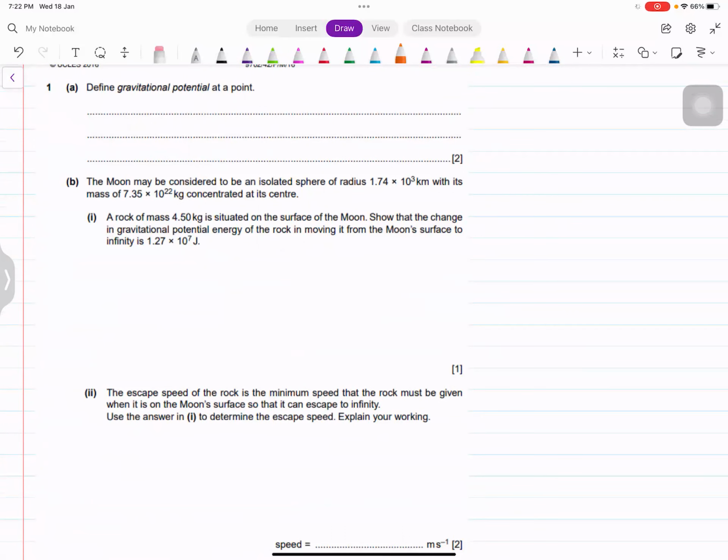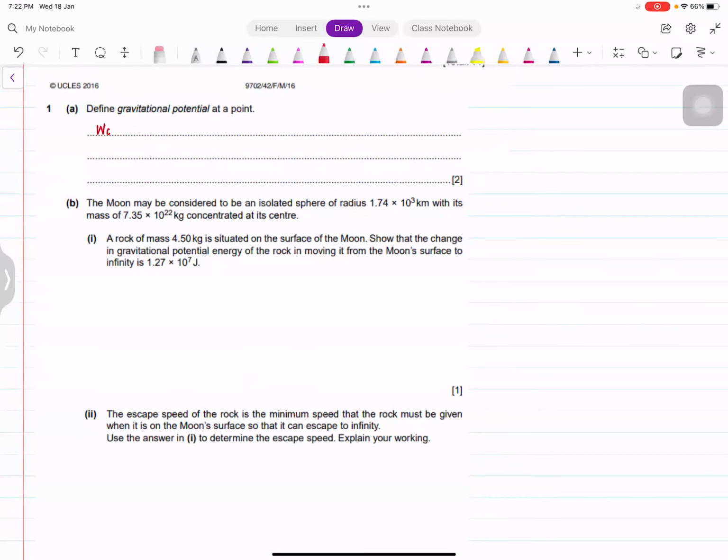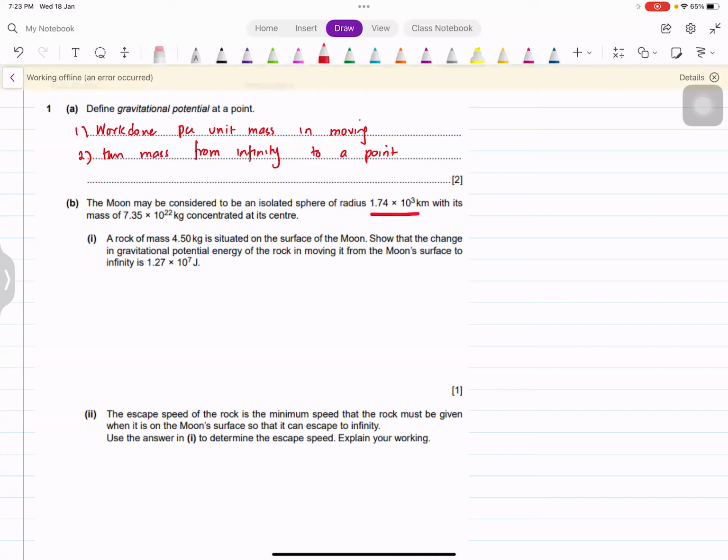So in this question, it says gravitational potential at a point. So we're going to write: it is the work done per unit mass in moving this mass from infinity to a point within the field. Now it says the moon is considered to be isolated, and it has a radius and its mass is this, and concentrated. A rock of mass 0.5 kg is situated on the surface of the moon. Show that the change in gravitational potential energy of the rock moving from the moon surface to infinity is this.